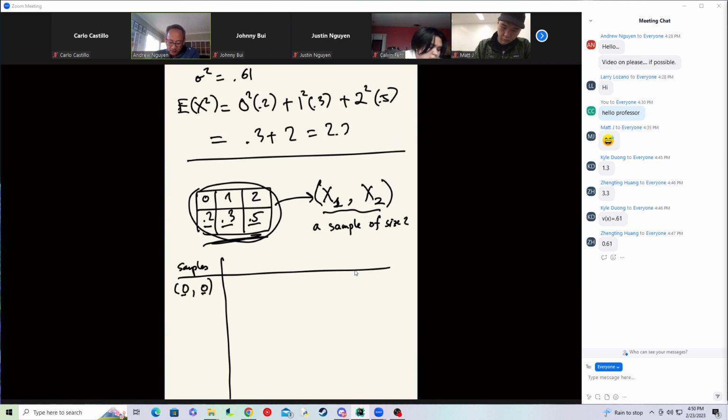Here's another one, 0, 1, and 0, 2. Of course, I can also get 1, 0, 1, 1, or 1, 2. Or I can also get 2, 0, 2, 1, and 2, 2. Is that okay, guys? Those are all the possible samples of size 2 that I can get from this population, from this distribution.